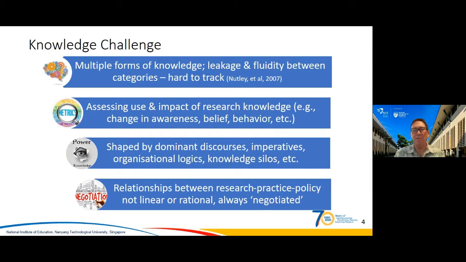And we see that there are still existing knowledge silos. There's the silos between university and schools, but even between different disciplines as well. And then the relationships between research, practice, and policy are not necessarily causal, linear, or rational, and these are always socially negotiated. So again, knowledge work is oftentimes messy and difficult to track.